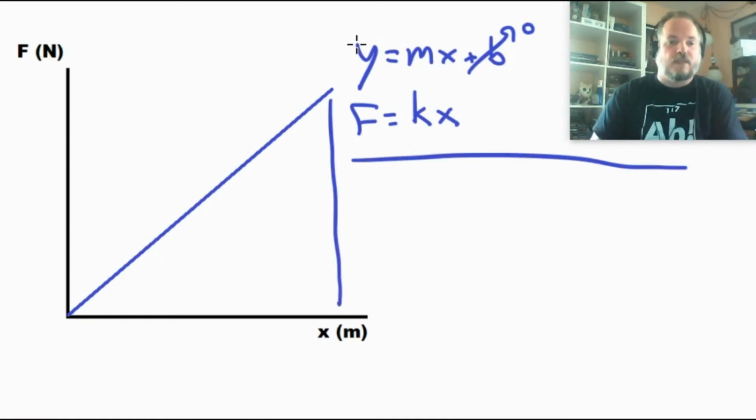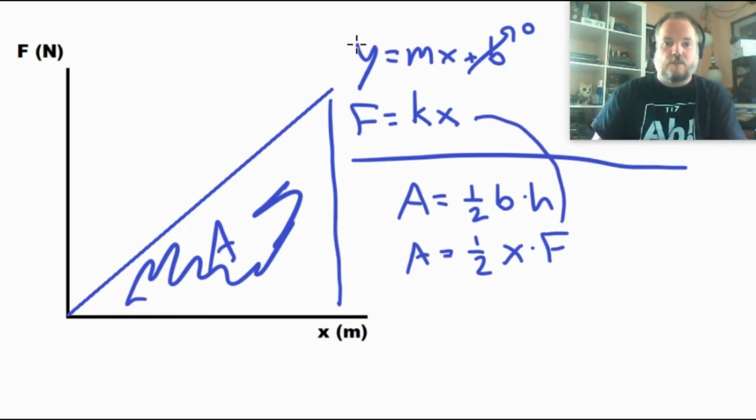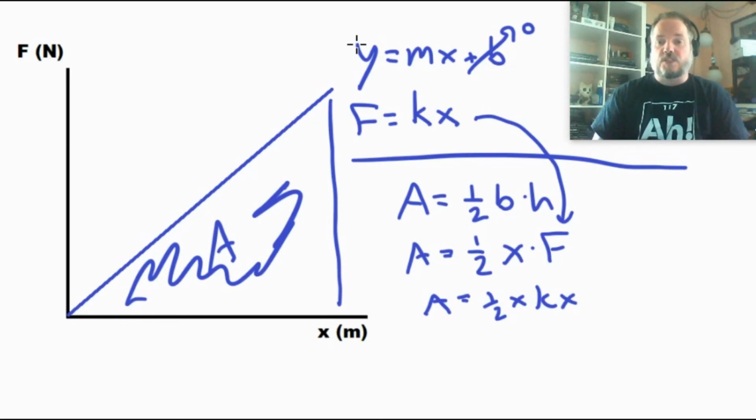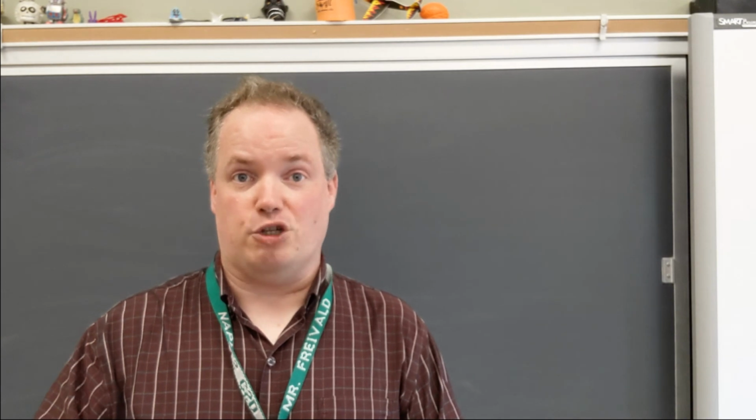Easy enough? And we take the area of this thing. But we know that F equals kx. So if we plug that in down here, we get area is equal to 1/2 x times k times x. This is the potential energy stored in the spring that has been stretched that far. So potential energy of a spring is equal to 1/2 kx squared. So there you go. Those are your three types of mechanical energy: kinetic energy, potential energy due to gravity, and elastic potential energy.